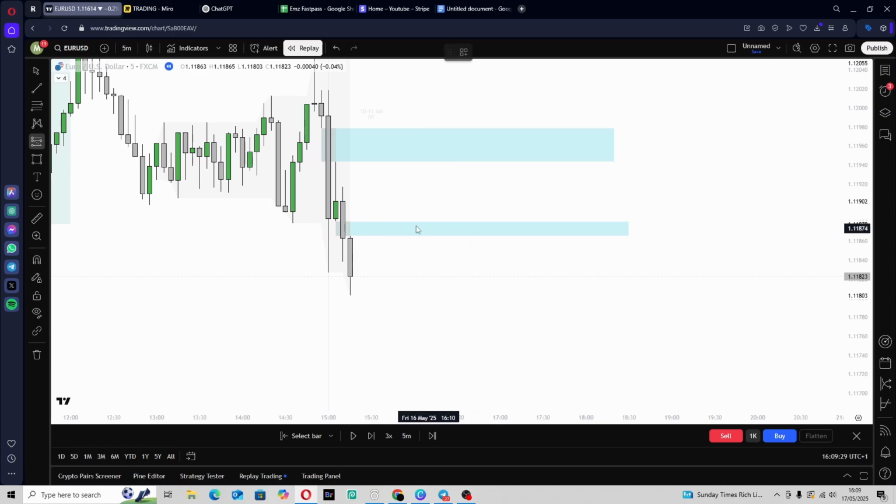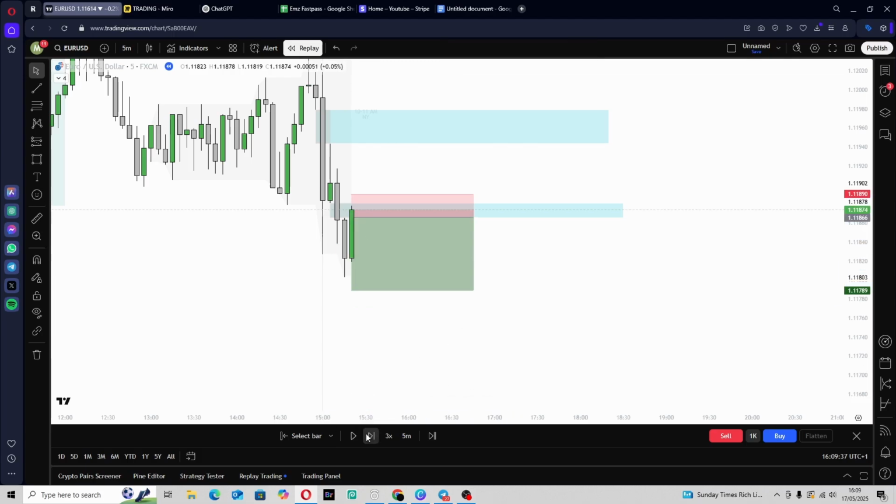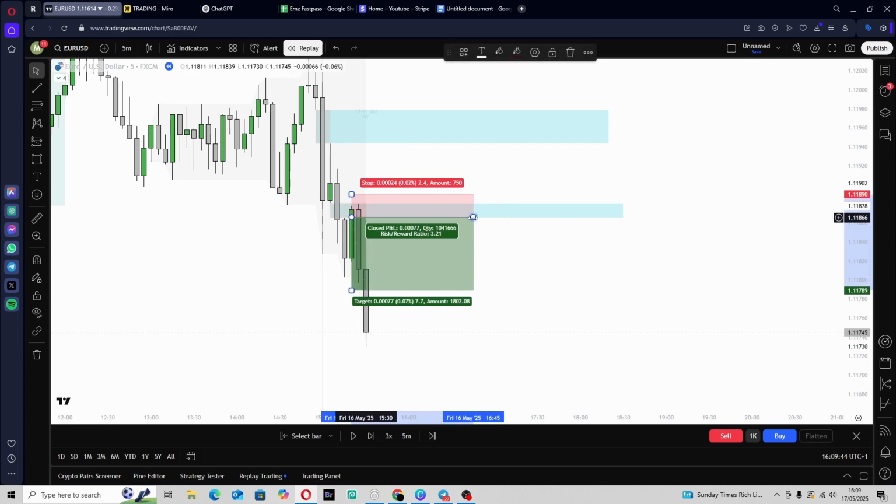So what I'm going to be doing now is placing my short position, placing my stop loss just above the first highlighted area, and placing my take profit at a 1 to 3 risk reward ratio. If I play price forward now, you can see it's entered right there, and now it's going towards the downside, and it's going to give me another candle and completely smash my take profit.